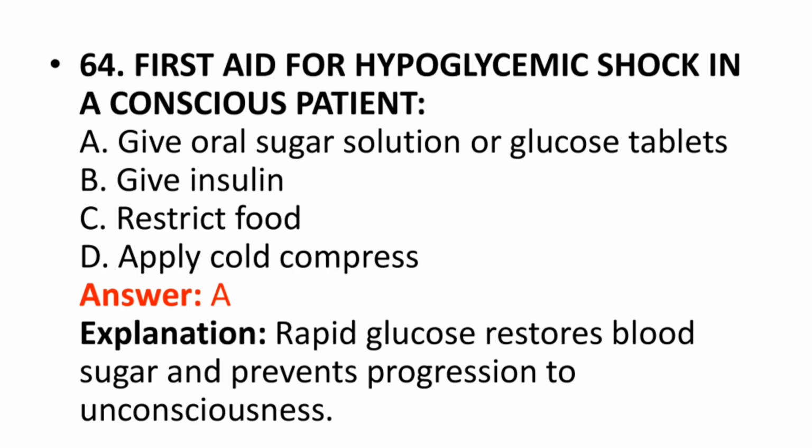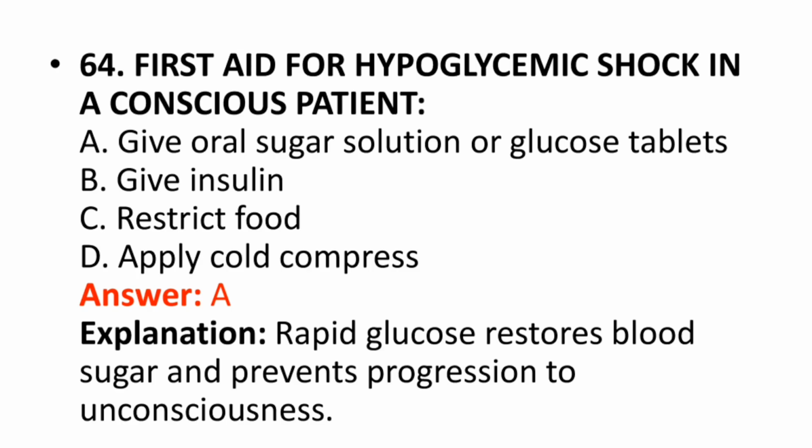First aid for hypoglycemic shock in a conscious patient. Option A, give oral sugar solution or glucose tablets. Option B, give insulin. Option C, restrict foods. Option D, apply cold compress. The correct answer is option A, give oral sugar solution or glucose tablets. Rapid glucose restores blood sugar and prevents progression to unconsciousness.